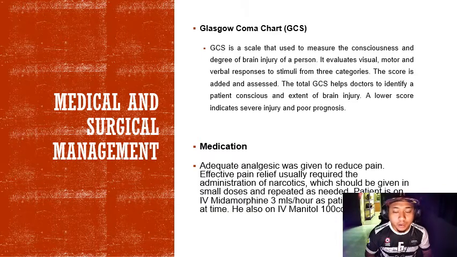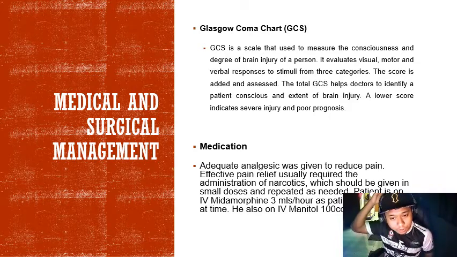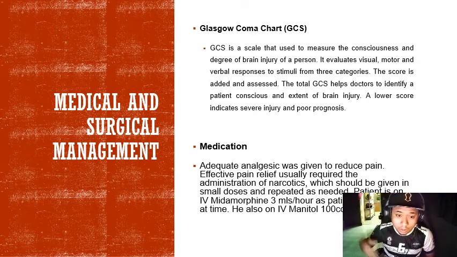Okay, GCS. We always monitor the patient by GCS. GCS is a scale used to measure the consciousness and degree of brain injury of a patient. It evaluates visual, motor, and verbal responses to stimuli from the 3 categories. The total GCS helps the doctor to identify the patient's consciousness and extent of brain injury. A lower score indicates severe injury and poor prognosis. Okay, for this patient we have to give medication like IV metformin and IV morphine for the painkiller, which should be given in small doses and repeated as needed.